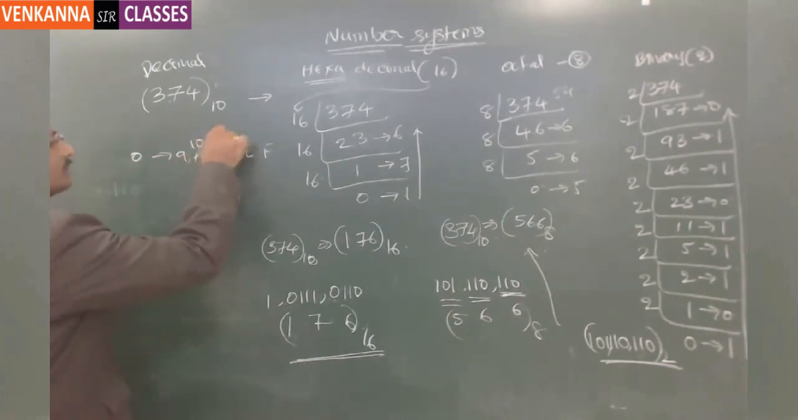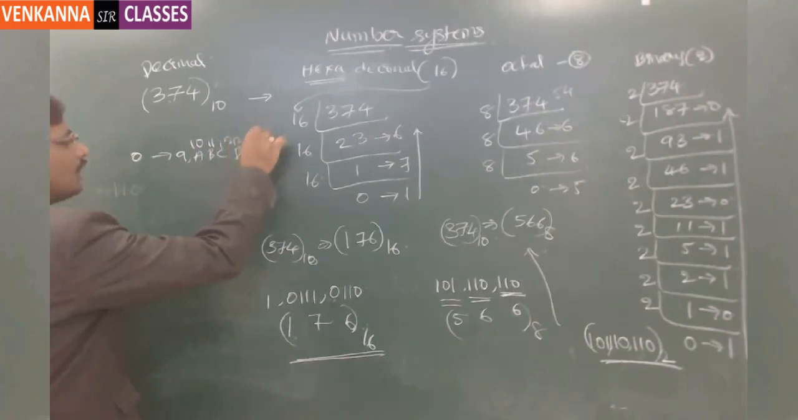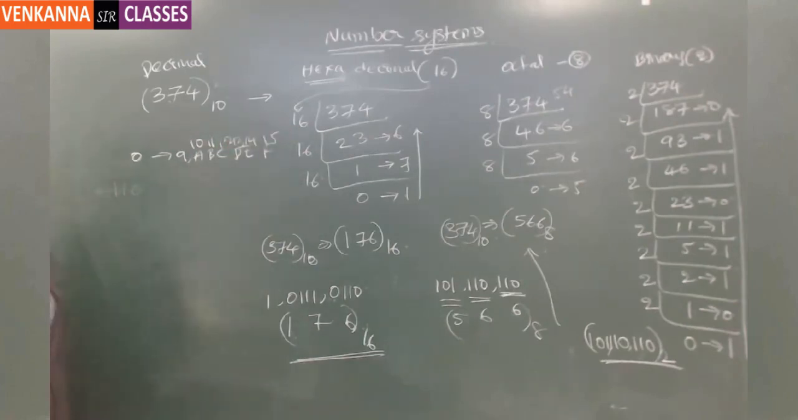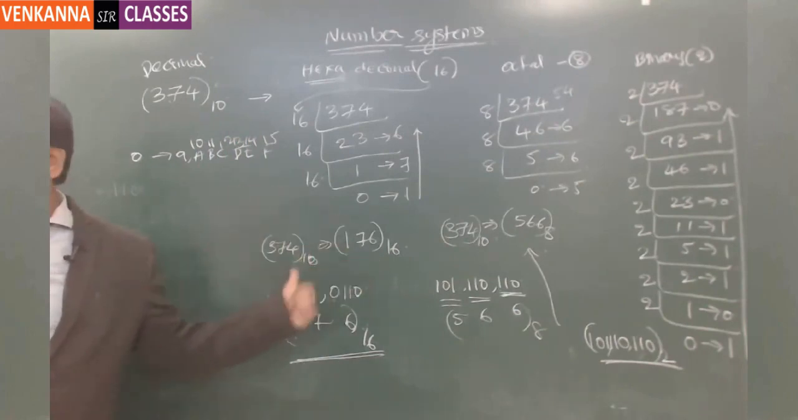This is 11, this is 12, 13, 14 and 15. So F is 15 for us. Got it? So first you note down this. I am going to write a bigger number so that you will be able to convert it.